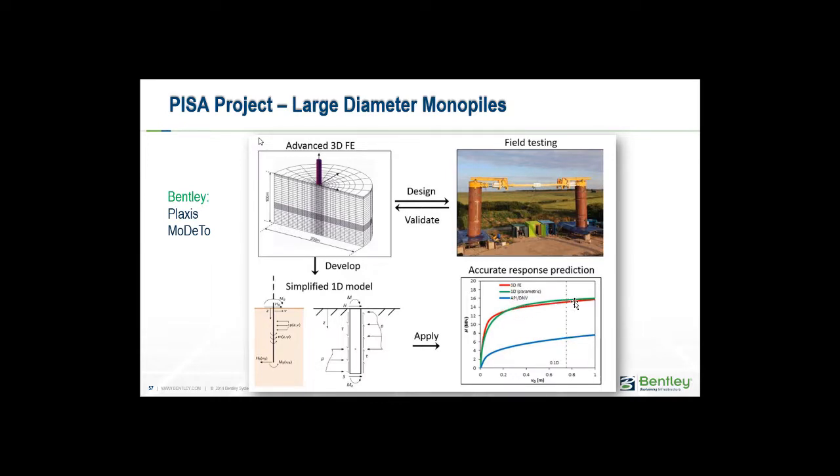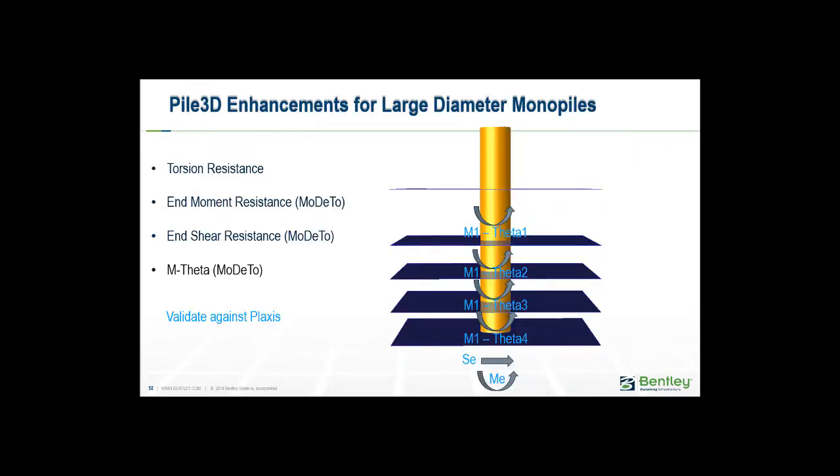So we have both an FE and a 1D parametric model here. We have an interface to Modato where we can generate the end moment resistance and the end shear resistance curves from Modato and use them in our Pile 3D program. And also we can get the end theta curves from Modato as well. And again, this is validated against Plexus.